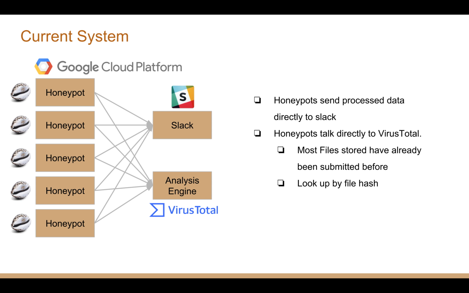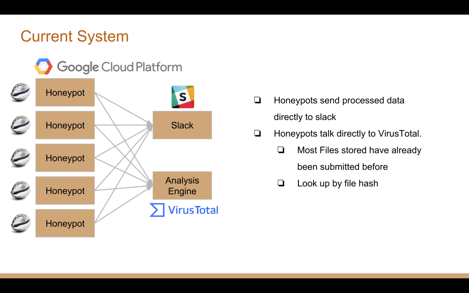So it has port 22 and 23 open, and it logs activity on these ports, processes that log, and then outputs the process log to a user interface, which in our case is a Slack feed.